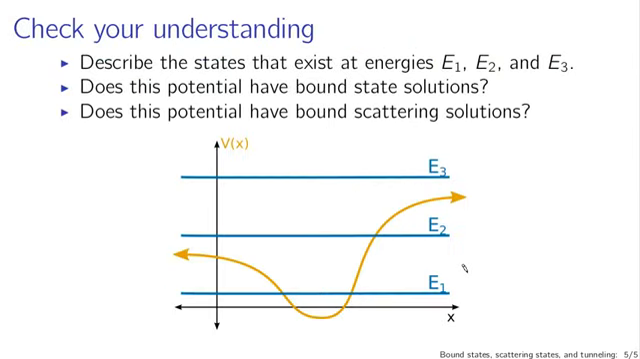To check your understanding, consider the potential shown in orange here, V of x, and describe the states that exist at particular energy levels, whether they're free or bound, for instance, where you would be likely to find the particle if you were to observe it at a particular energy level, for example. Second question, does this potential have bound state solutions? And third question, does this potential have scattering solutions? Not bound scattering solutions. Ignore that word. Scattering state solutions.